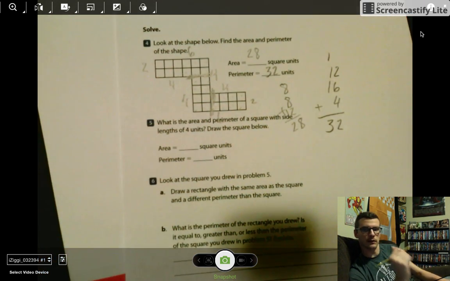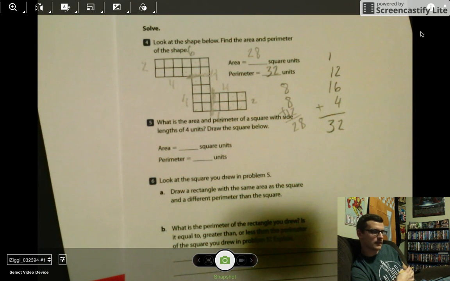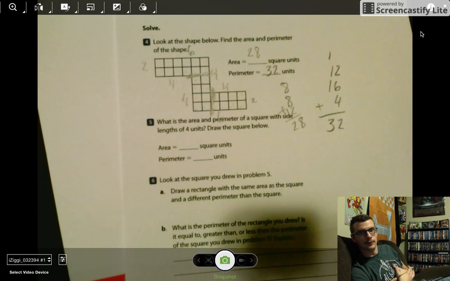28 square units. All right, so that's just a quick introduction into perimeter and area, and we'll hit the ground running on Monday with that.